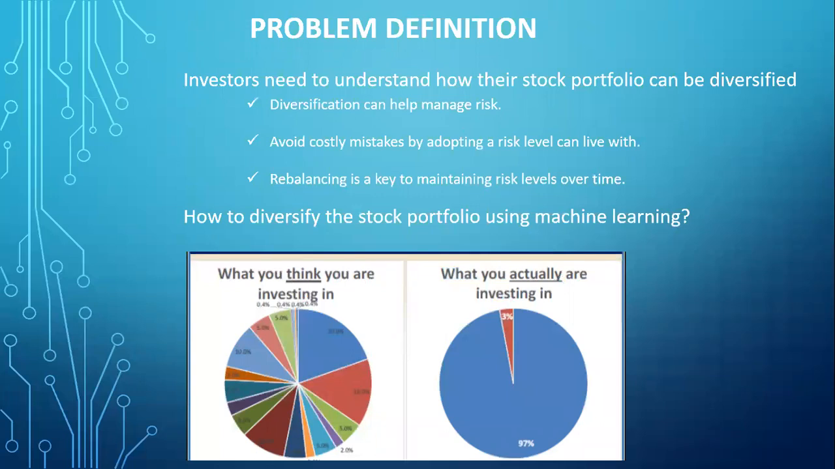If you see the example of the pie chart that we have put there, on the left side, this is the split up of the stock portfolio of the investor. Here, this is how the investor thinks that the portfolio is diversified. But on the right side, technically grouping all the stocks, it just falls under one or two categories. 97% of them fall into one category and 3% fall into the different category or the rest of the categories.